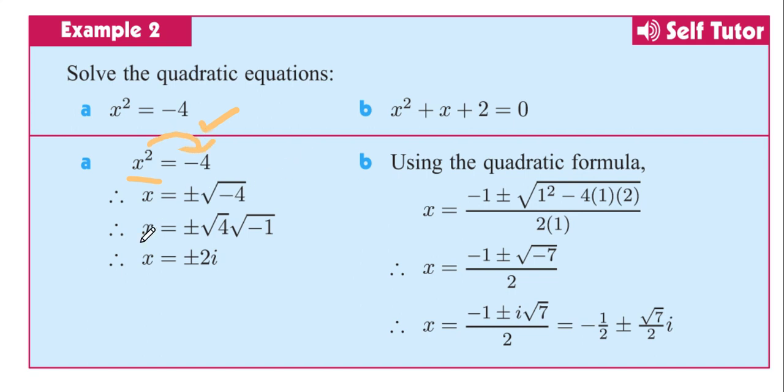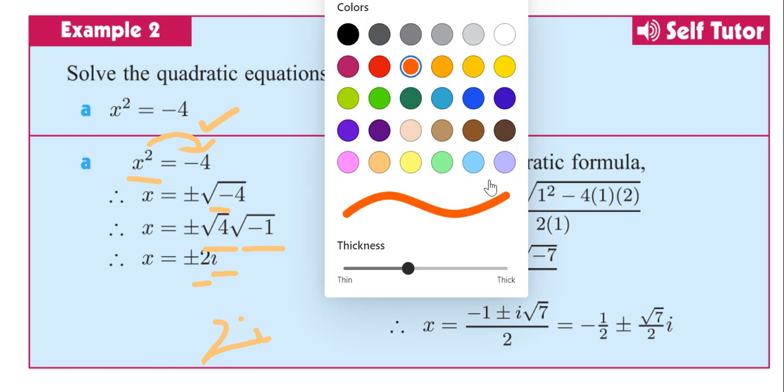under root minus 4. Then because this minus is minus 1, you take them out separately, so that becomes minus 1 and 4 separately. So under root 4 and under root minus 1, and of course plus minus is important. Then under root 4 is 2, you write 2, and under root minus 1 is i, so you write iota, so that becomes 2 iota, right?